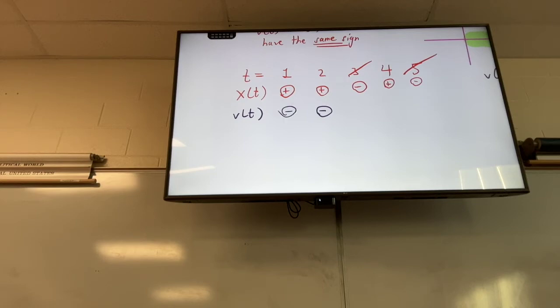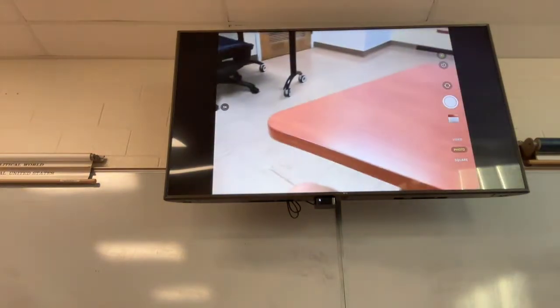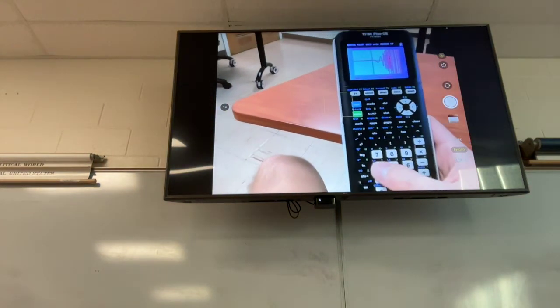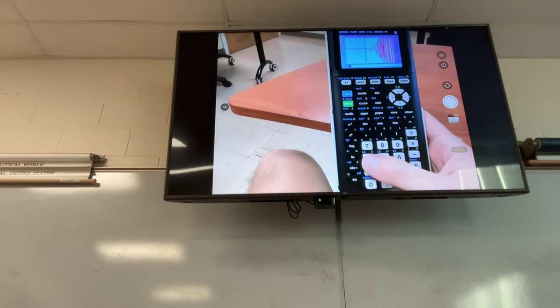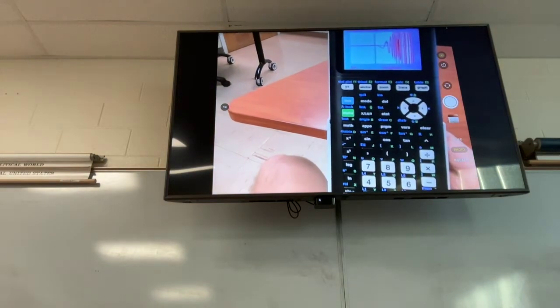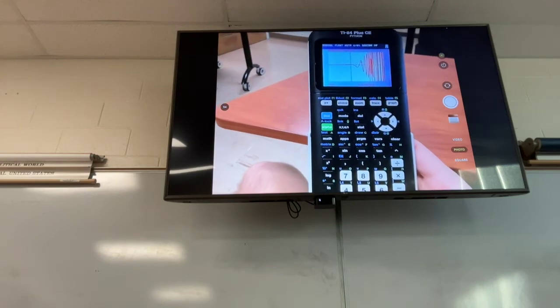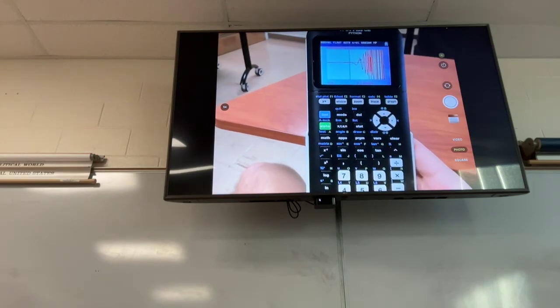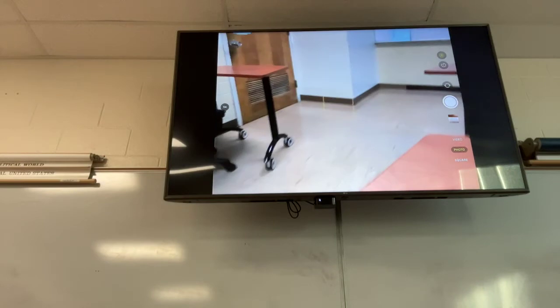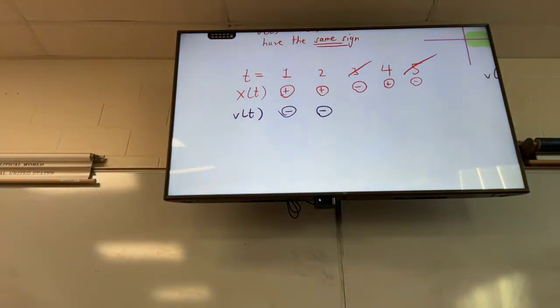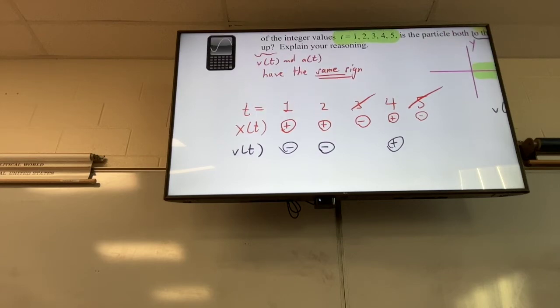Negative, okay? And then for t, we're going to plug in t equals 4. Trace 4, enter. Get a positive number out, right? When t equals 4, the output is 1.65, which is positive, okay? Now we need to make sure v of t and a of t have the same sign.